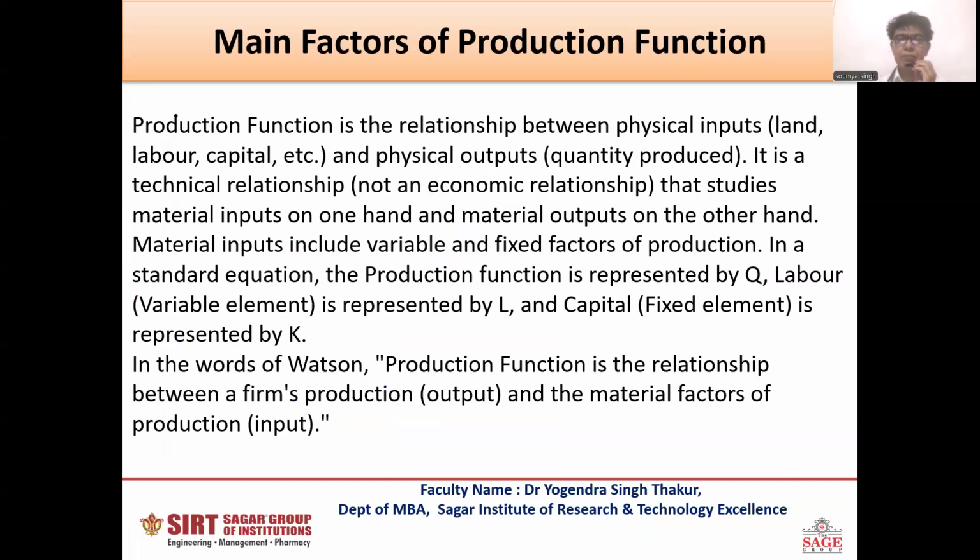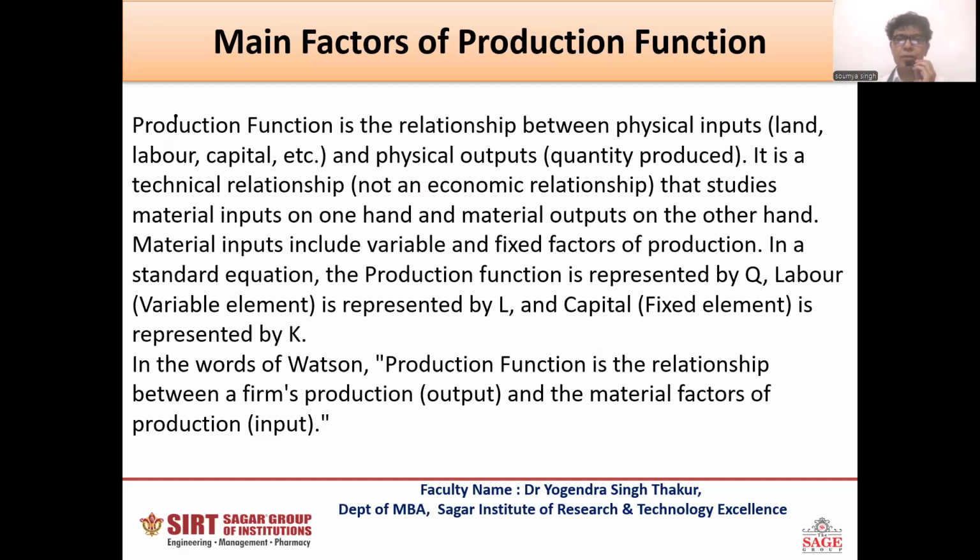Main factors of the production function. Production function is the relationship between physical inputs like land, labor, capital, etc. and the physical output, the quantity produced. It is a technical relationship, not an economic relationship. It studies material inputs on one hand and material outputs on the other hand. Material inputs include the variable and the fixed factors of production in a standard equation.